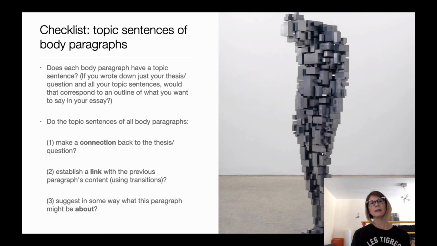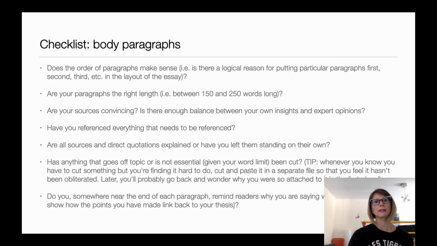You can't create something that's really cohesive unless things link together. Also, your topic sentence needs to suggest what the paragraph is actually going to be about. All right, so as I said, there are no surprises in an academic essay. So keeping it nice and clear, nice and functional, that's what we want to do.